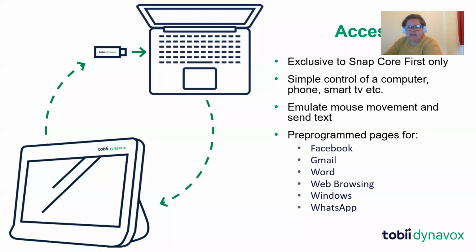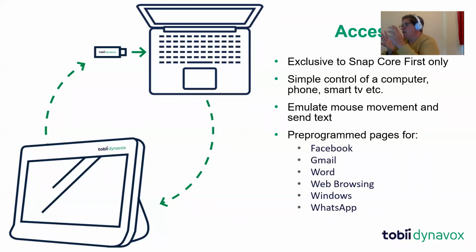What it will do is emulate the movement of a mouse or a keyboard so that you can control that computer. It does this wirelessly through Bluetooth. The great thing about it is that there's no installer or drivers or anything needed. You can literally just plug it into any computer. The user's device will recognize that, connect wirelessly, and then you can go ahead and use it.